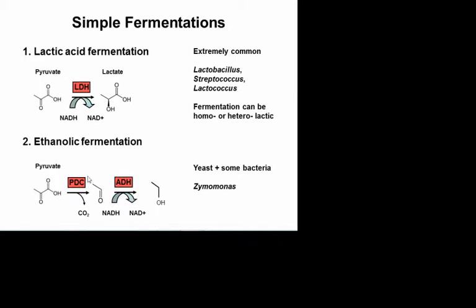Ethanolic fermentation, a two-step reaction. First, pyruvate decarboxylase is going to kick off carbon dioxide from here. This one is going to leave as carbon dioxide. And then this acetaldehyde will be reduced to ethanol. Mostly, this is Saccharomyces cerevisiae, yeast, performing this reaction for brewing and baking. You get carbon dioxide and ethanol as the fermentation products. Zymomonas is a bacterium that performs the same reaction.